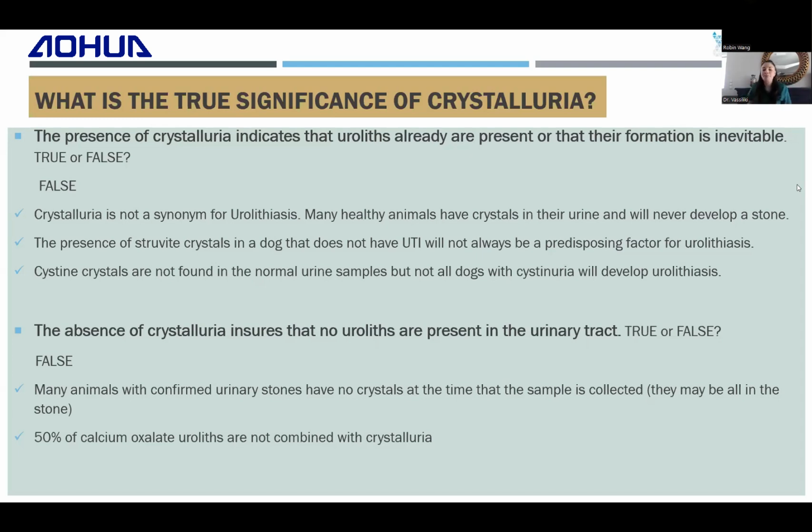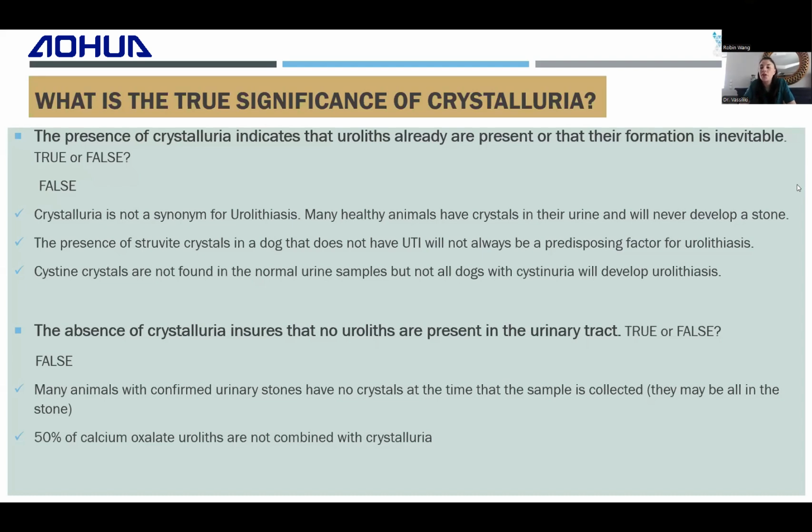The absence of crystalluria ensures that no uroliths are present in the urinary tract. So let's say that we are doing a cystocentesis, or the owners are bringing you a urine sample from free urination, and you're doing a urinalysis and you don't find any crystals. Does this mean that the dog does not already have uroliths in the bladder or anywhere else in the urinary tract? And of course, that's false.